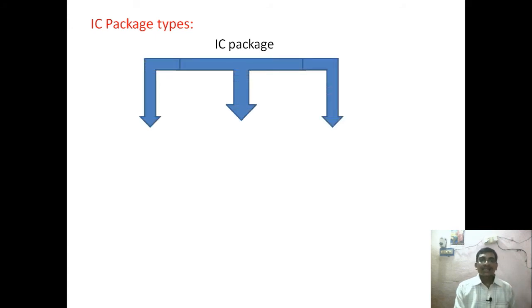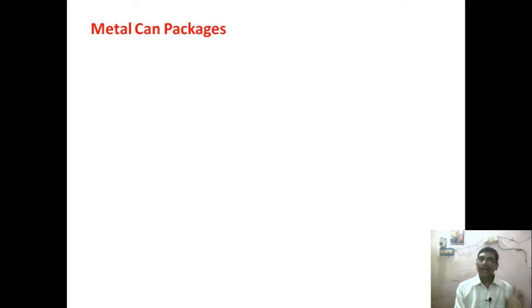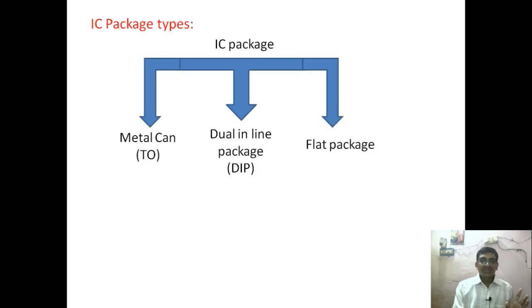So the packages are divided into three types. One is the metal can package. The metal can package is also called the TO package. The next package is the dual inline package. It is the most widely used package, and we always see this package. And the flat package. These are the three types of packages for IC fabricating and enclosing. So we will see one by one.